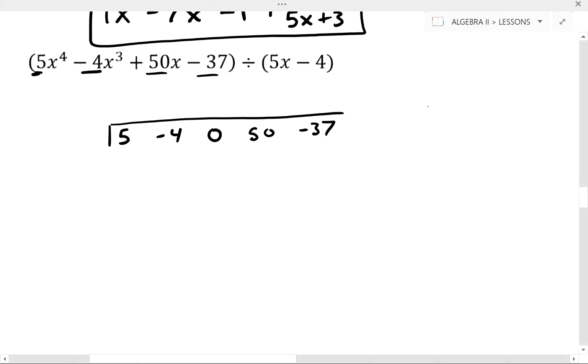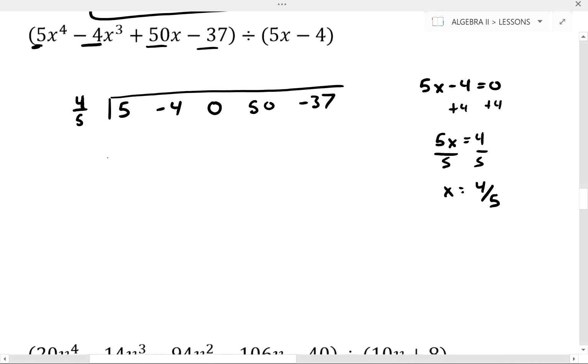Now the number out front, 5x minus 4 equals 0, is what I have to do to calculate that. So I'm going to add 4 to both sides. That's 5x is equal to 4. Divide by 5. X is equal to 4 fifths. So that's the number. It's going to go out front here. There we go. Okay. Drawing my line down here.